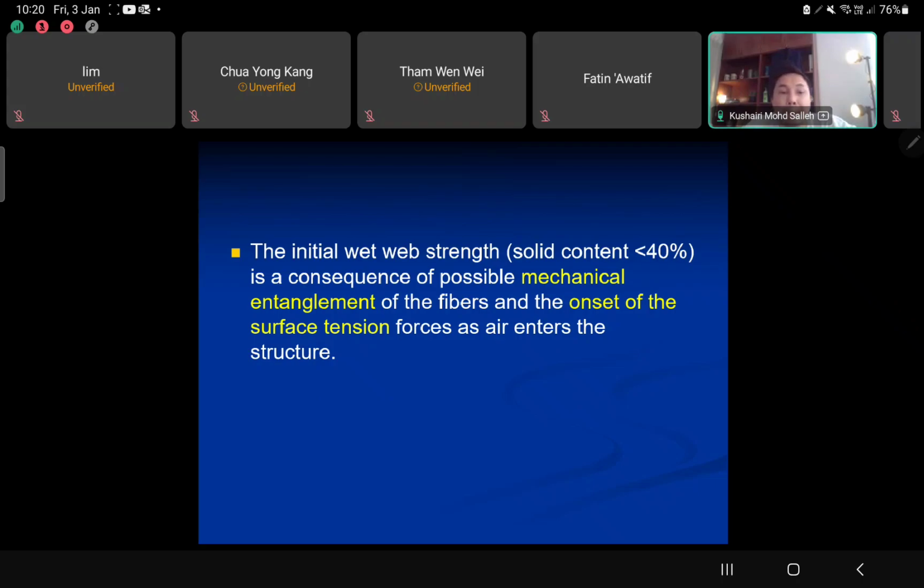So the initial wet web strength, after we remove the moisture in the pressing section, basically the solid content is what? It's about less than 40%, in consequence of the possible mechanical entanglement of the fiber and the onset of surface tension forces. Okay, don't worry about this part. Later on, I will explain what actually happens in the mechanical entanglement and the onset of the surface tension, and how they can affect the quality of the strength. We are talking about the hydrogen bonding, intra and interfiber bonding of the fiber.